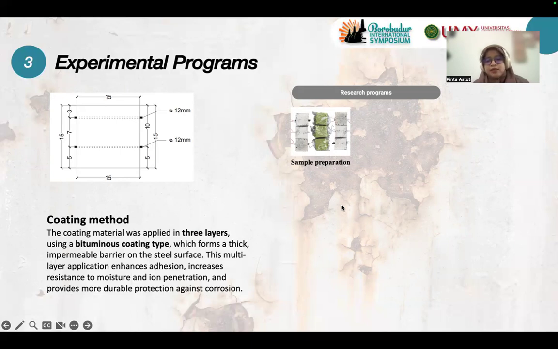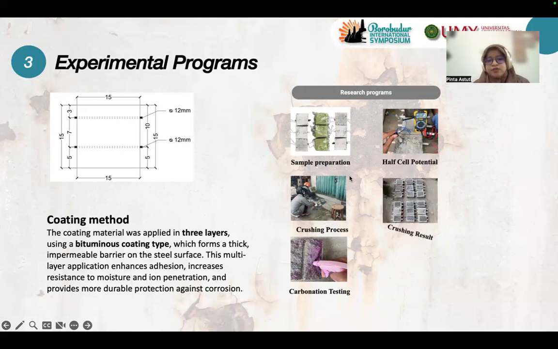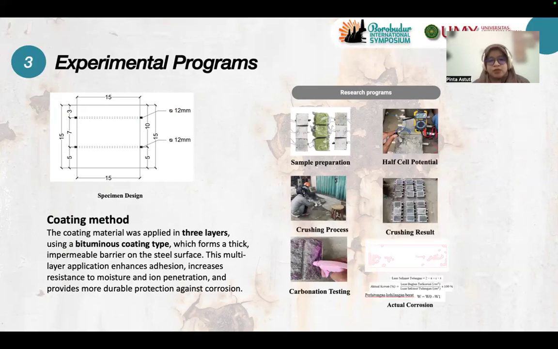So this is some pictures from our experimental program: sample preparation, then the crushing process, carbonation testing, and the half cell potential test. Also the result of crushing, and we calculate the actual corrosion that occurred on the specimen.